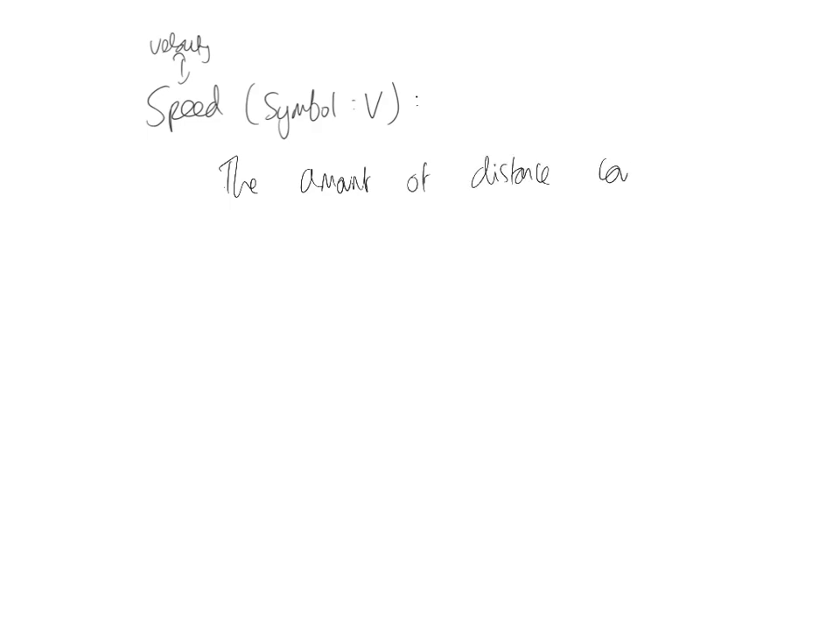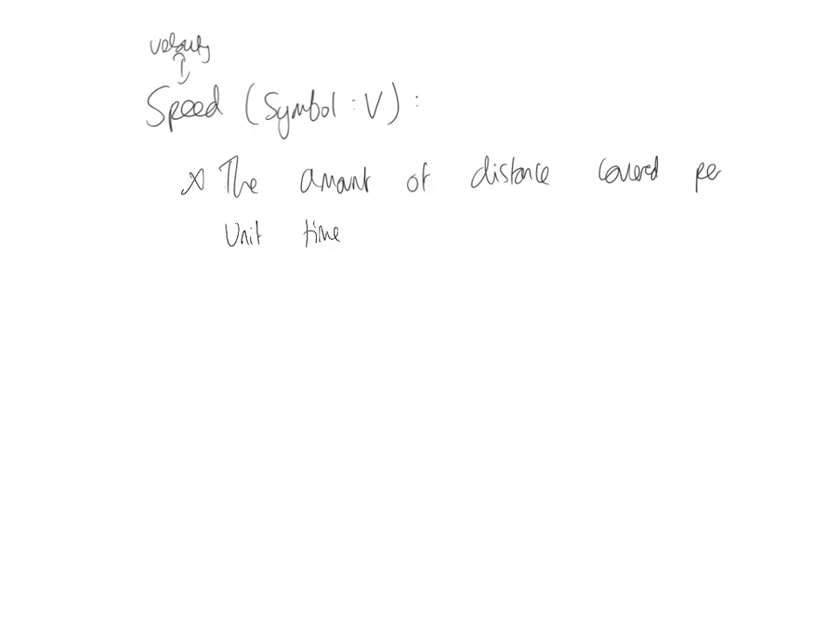Speed. Now the symbol we use for speed, rather confusingly, is V. The reason being that speed is related to velocity, which we'll see in later years. It's slightly different, but we'll learn about that in later years. So use the symbol V for speed. If you're unsure, just write it in words, unless it specifically asks for the symbol. And the speed is defined as the amount of distance covered per unit time. Now you could also say per second, but per unit time just sounds more fancy.